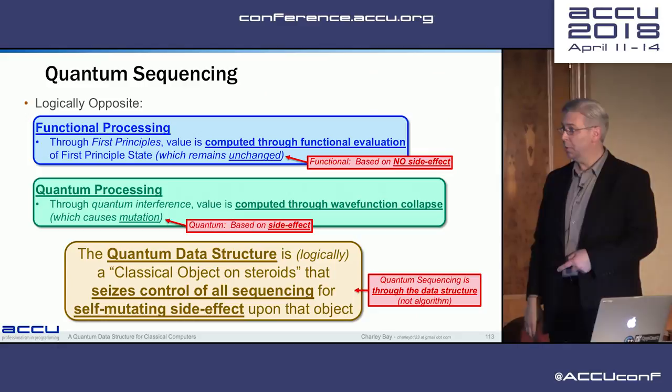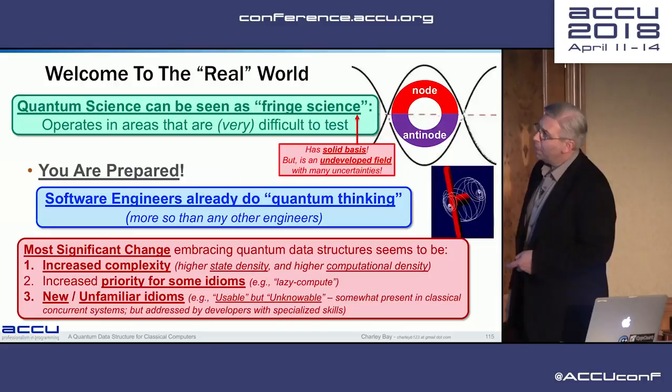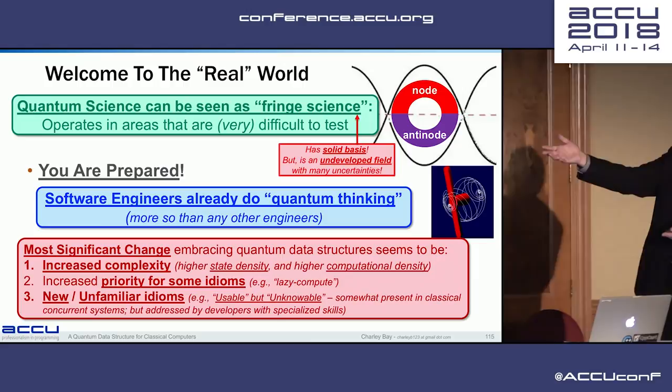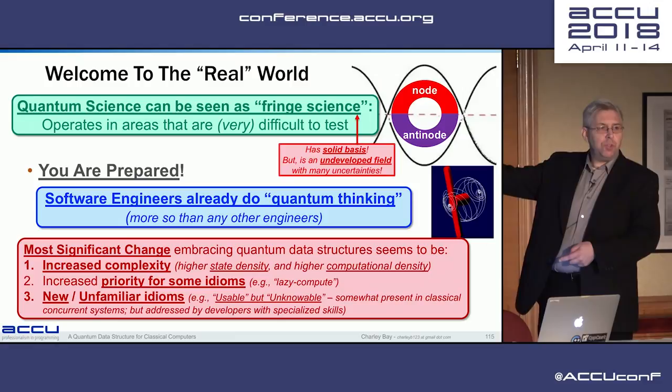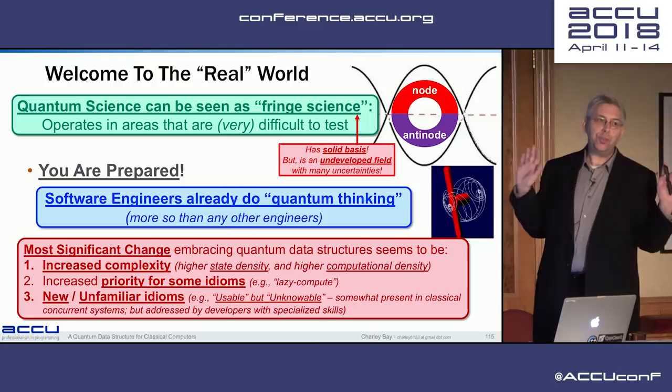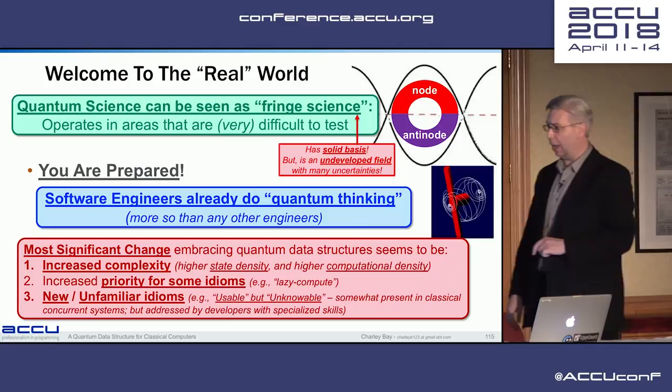So final thoughts, summing up. This is the real world. It's kind of fringe science because it's very hard to test, but we live in a quantum universe. So there is a solid basis. We already do this, quantum thinking, it's already existing practice, but with increased complexity, maybe some changing of preference for idioms, that might be a little bit different. We might use some unfamiliar idioms, get comfortable with employing values that you can't look at. You're using them, but you don't know what they are. You can't runtime classify them. That's somebody else's job to wave function collapse them. So some kind of sync thing.